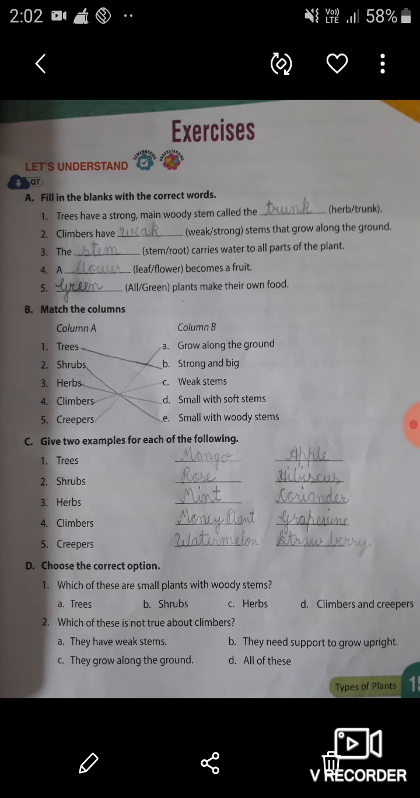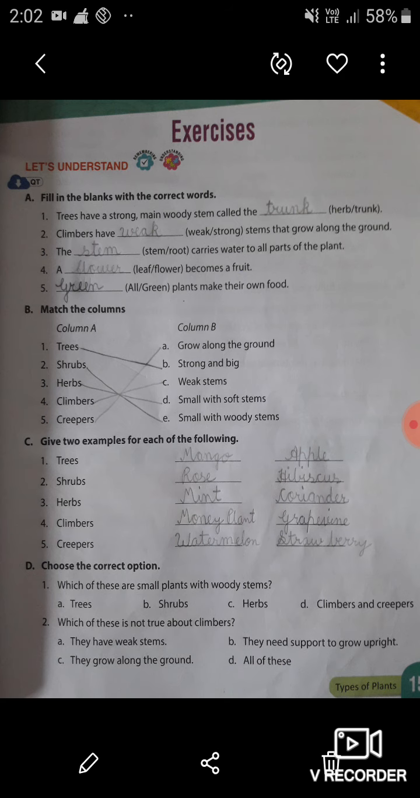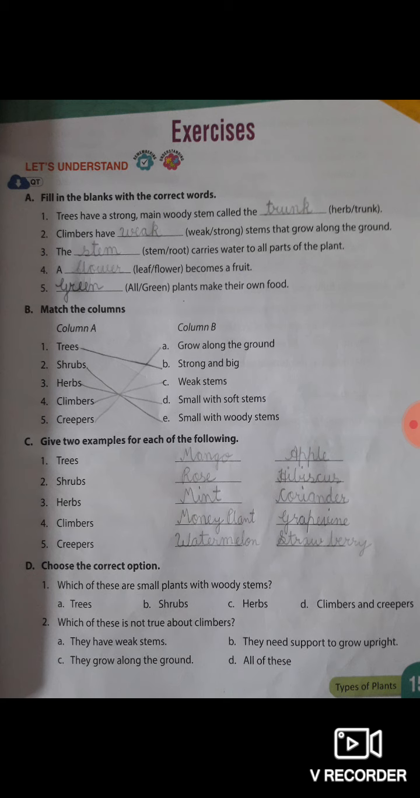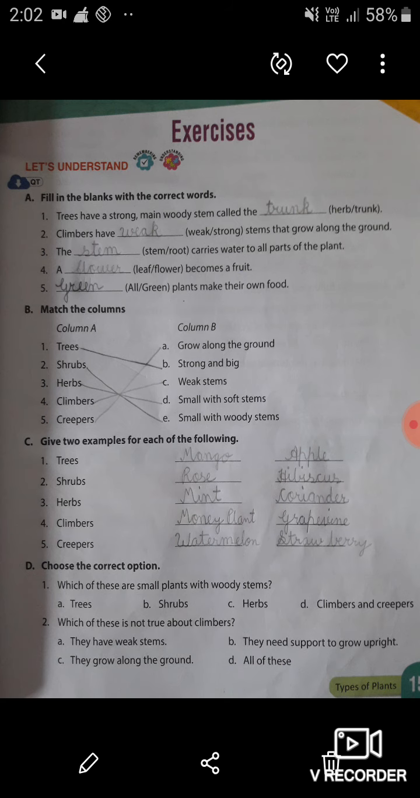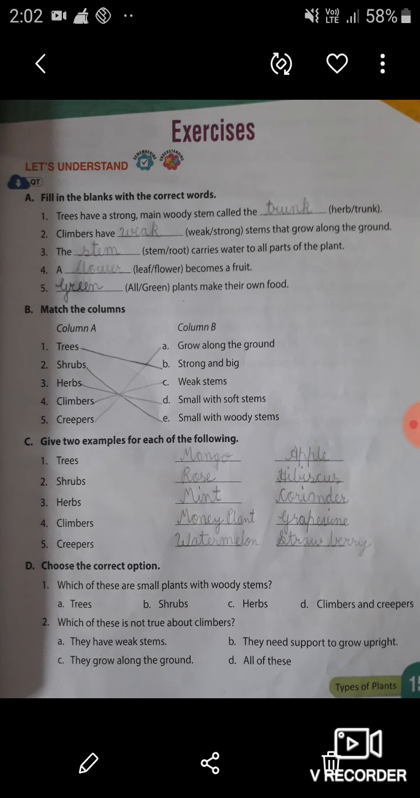Now let's come to the fourth one. A blank becomes a fruit. So students, you know very well, a flower becomes a fruit. Now let's come to the fifth one. Blank plants make their own food. So my dear students, the last topic of this chapter was green plants make their own food. So here your answer will be green. You have to write green in the given blank.